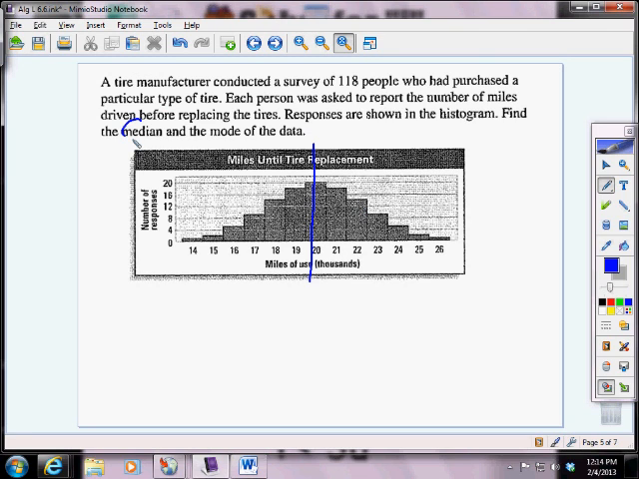So if we think of the median as the middle number. The middle number, and these are in order, 14 through 26, is going to be right here in the middle at 20. Now, miles of use is 20,000, so we should write 20,000 miles. Okay. Now the mode is the number that occurs most often. So all you have to do in a histogram, because what a histogram does is it shows the frequency of something. Like we said, one person said 14, one person said 26. 2 people said 15, 2 people said 25.